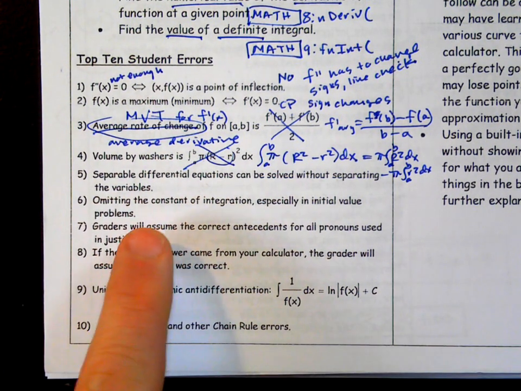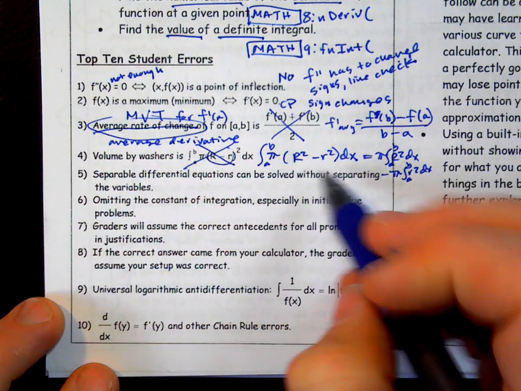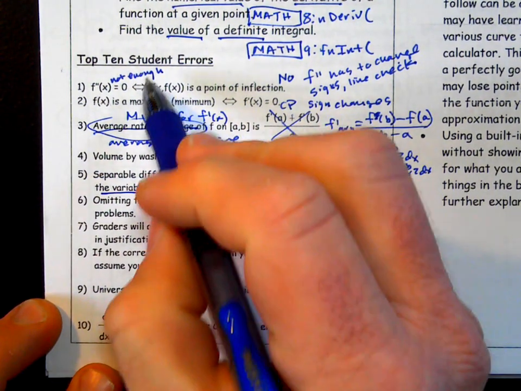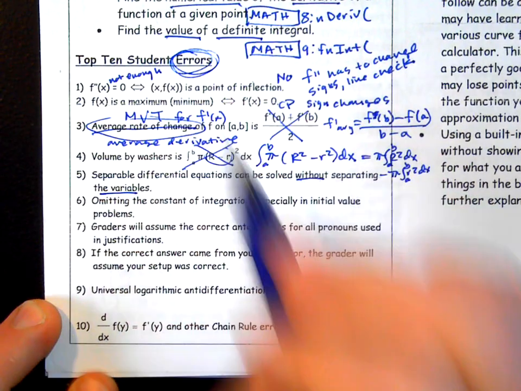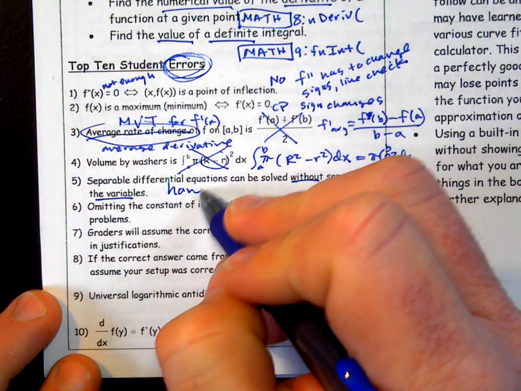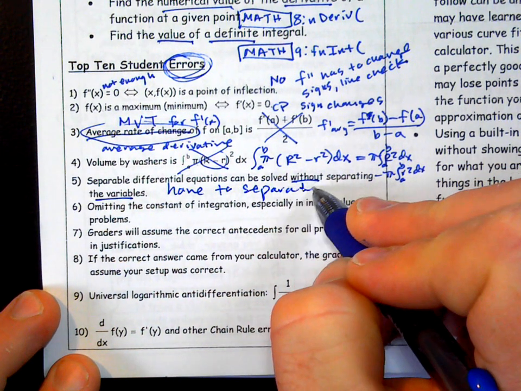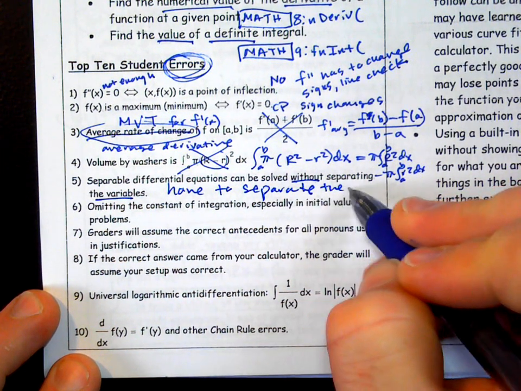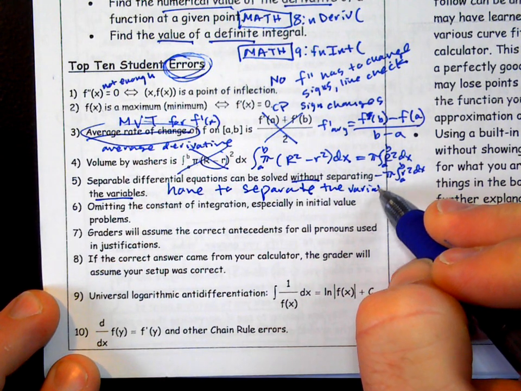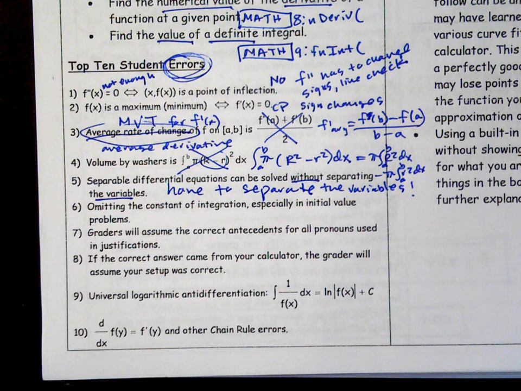Number 5, separable differential equations can be solved without separating the variables. So these are all errors. These are top 10 errors, bad assumptions. No, you have to separate the variables before you integrate, before you solve. If you don't, you're going to lose 5 or 6 points right off the bat. Doesn't matter what else you do.